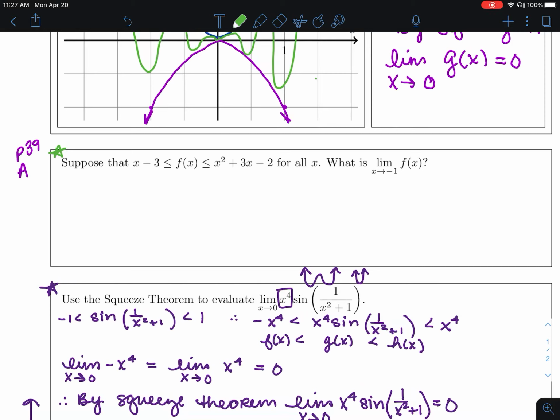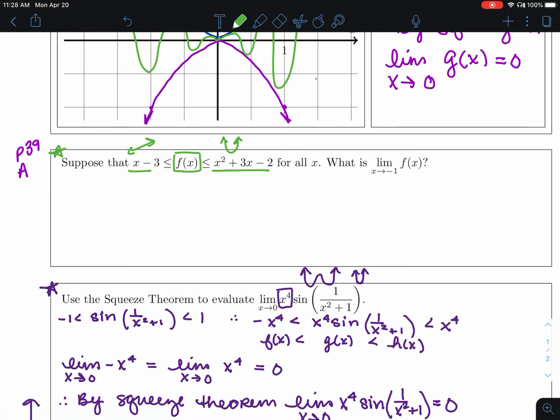In this problem, we see that there's some function f of x squeezed between two polynomials. One's a line and one is a parabola. And then we're asked to find the limit as x approaches -1 of that function that's squeezed between the other two.